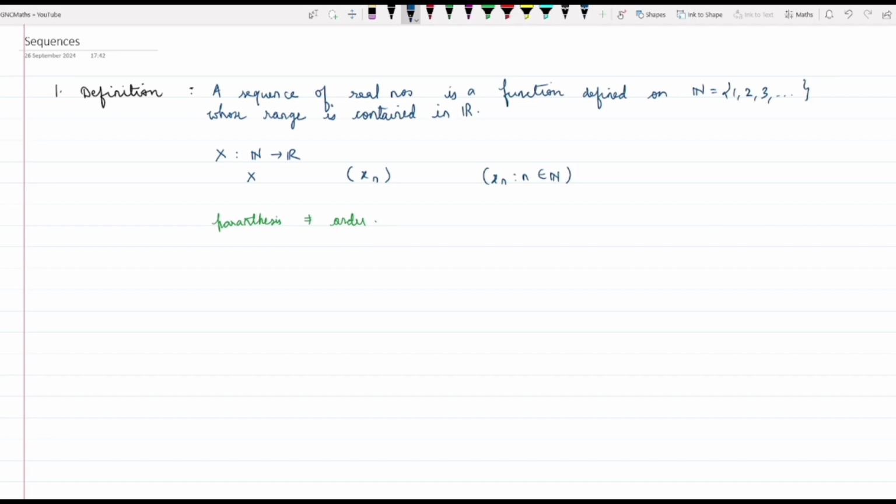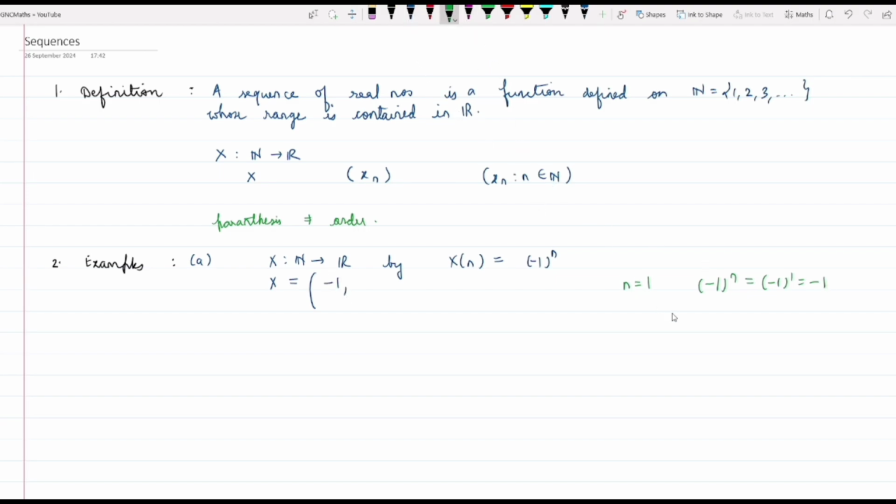Let us take up a few examples of sequences. So if I define x from N to R by x of n is equal to, say, minus 1 raised to n, where n is a natural number, then we are going to end up getting a sequence. Now, for the first term of the sequence, we will put the first value of n, which is 1, and we will get minus 1 raised to 1, which is minus 1. The first term of the sequence is minus 1.